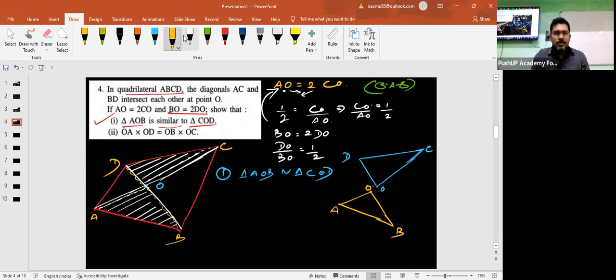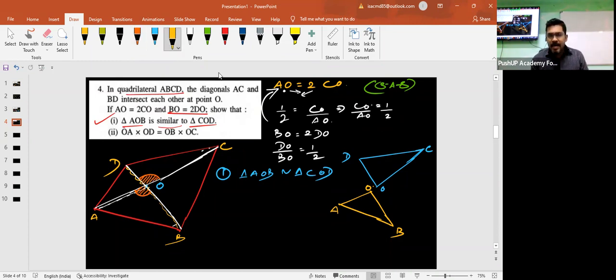Triangle AOB. Now you all know, since these two lines, or these two diagonals AC and BD, are intersecting each other, the vertically opposite angles must be the same. Do you all agree with it? If you notice, children, this AC and DB, they both are two diagonals which are intersecting each other at point O, isn't it? So obviously, the vertically opposite angles will be equal, right?